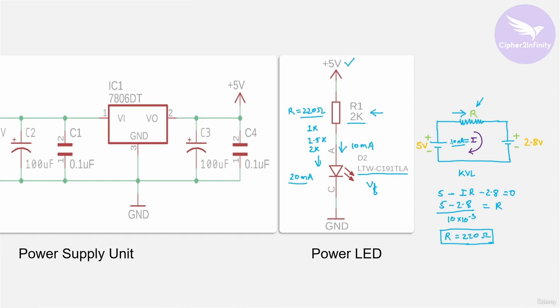I hope that next time whenever you get a particular LED and somebody tells you that the maximum current that LED can sustain is 50 milliamperes, you will know what the value of the current limiting resistor will be. So you can do the calculation on your side.